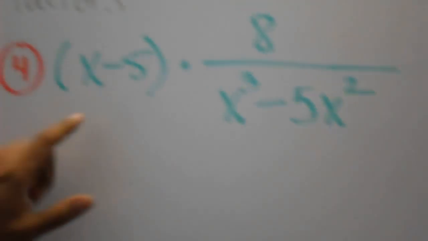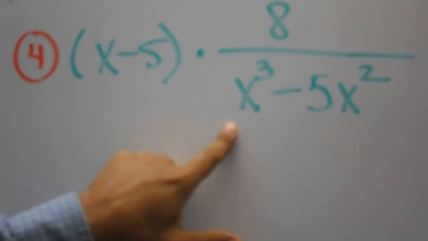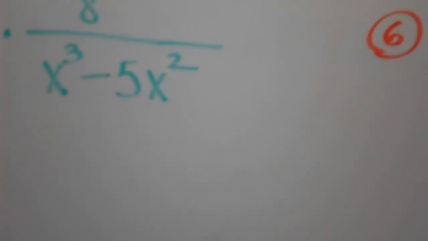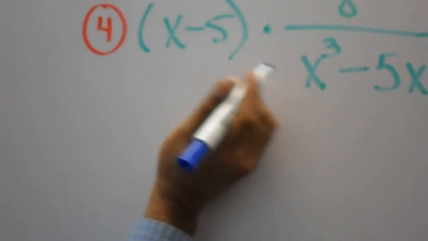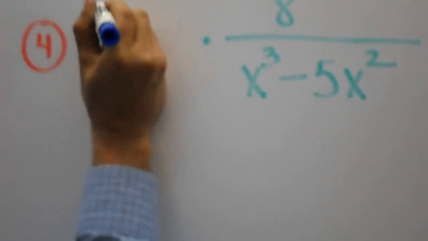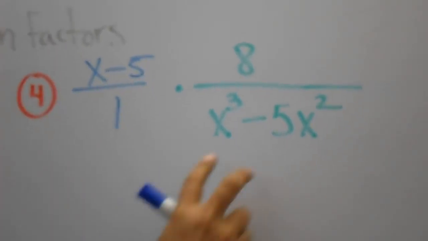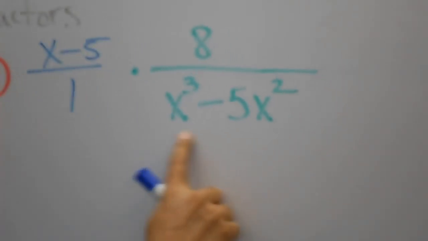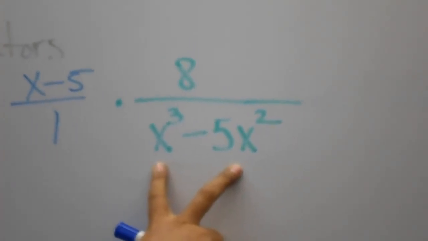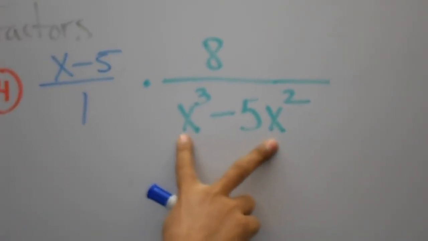So familiarize yourself with something like this, where you have x minus 5 times 8 over x cubed minus 5x squared. Now, you could say that this, you can put it over 1, right? So you can make everything look nice. So I would write it as x minus 5 over 1, right? And what you should do first is see whether you could take out the greatest common factor, if there is a greatest common factor. And there is. The greatest common factor is the smallest exponent of the same base, right?